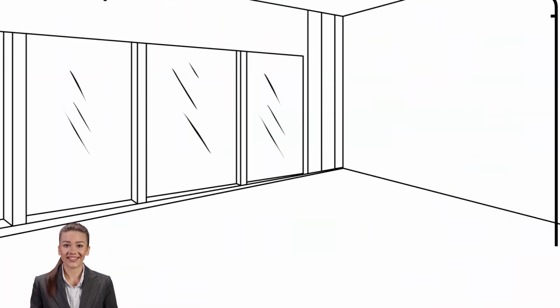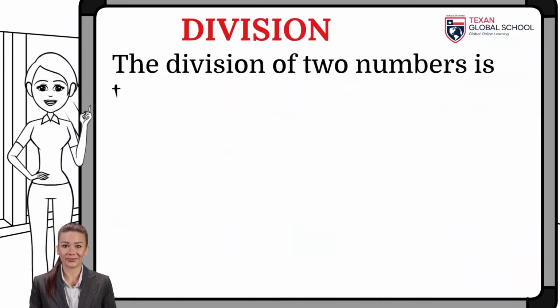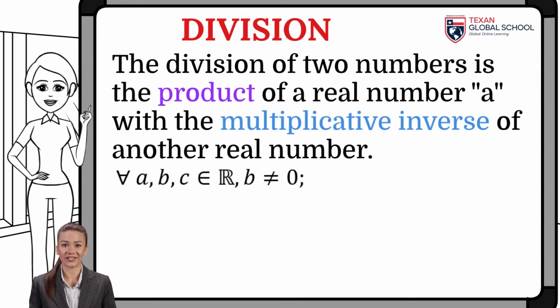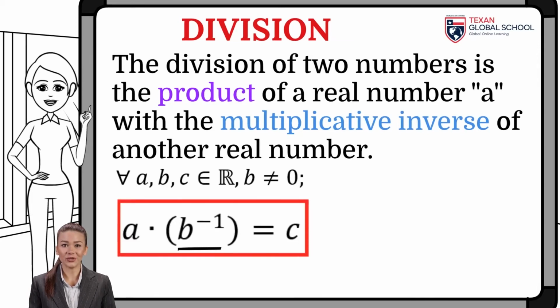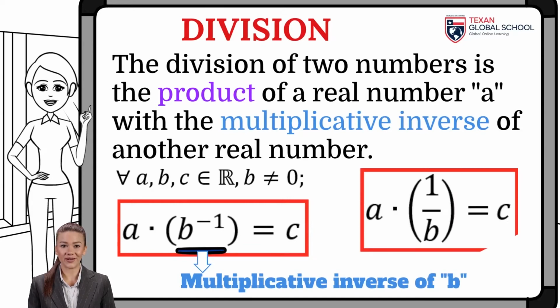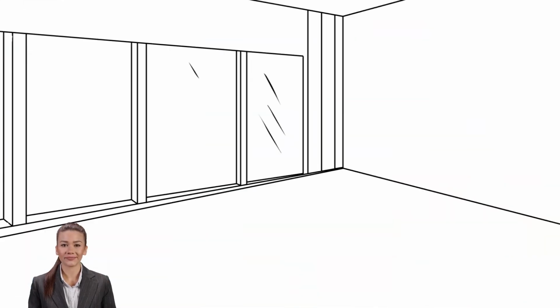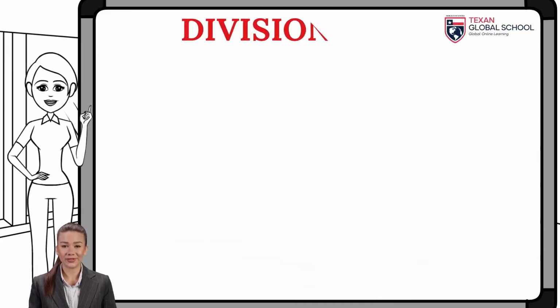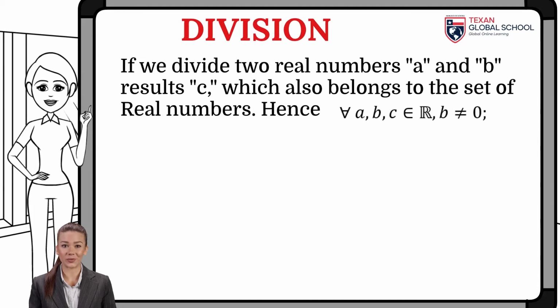Division. In this class, we will use the axioms seen to analyze divisions and fractions. The division of two numbers is the product of a real number a with the multiplicative inverse, or reciprocal, of another real number, in this case denoted as b to the minus 1, or 1 over b. If we divide two real numbers a and b, the result c also belongs to the set of real numbers.